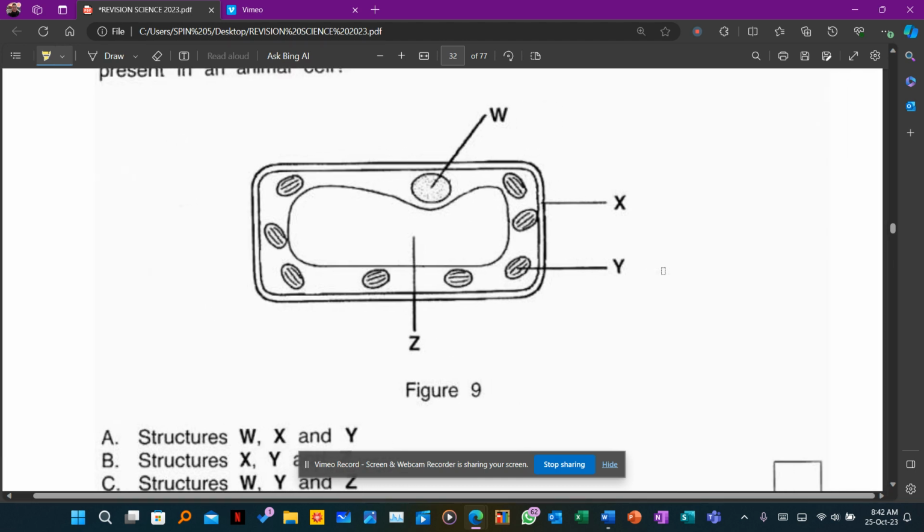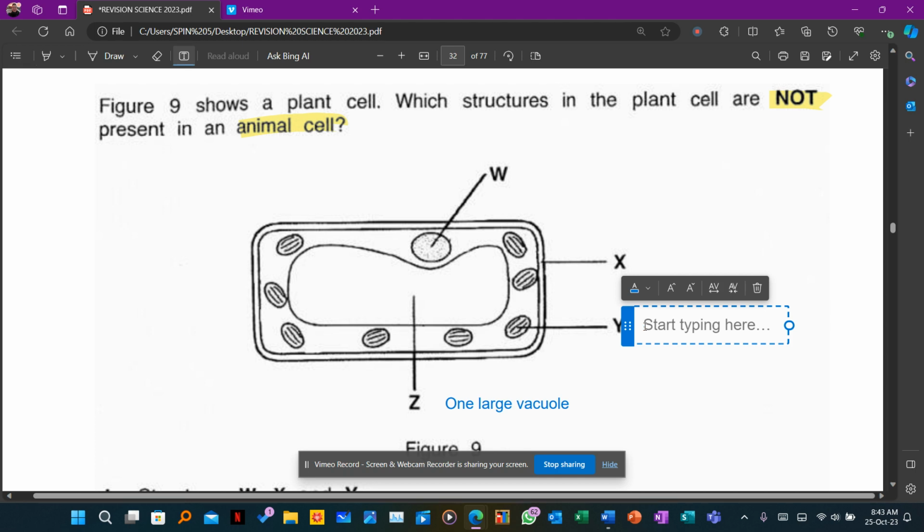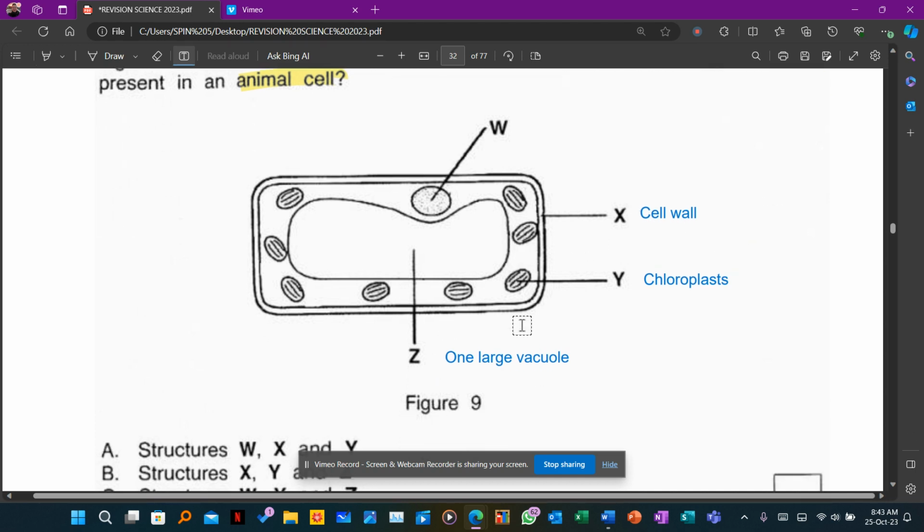Okay, next one. This one is talking about plant cell, and the question is asking which one is not present in animal cell. You should know that in plant cell, there are three things that is present. Number one, there is one large vacuole, and then there is this tiny stuff which is green in color. That one is chloroplast, used to trap lights for photosynthesis, and these eggs on the outside should be the cell wall. So these are the three things not present in animal cell and can be found in plant cell.